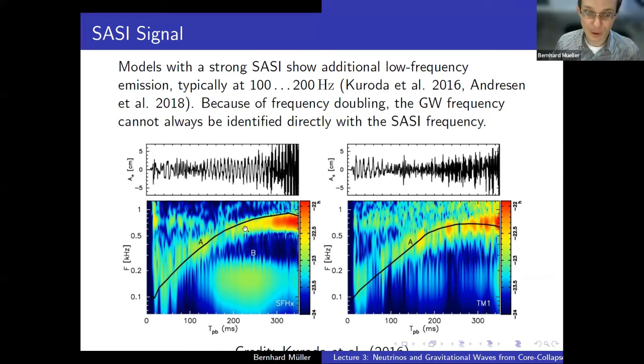It's a bit difficult, though, to relate this frequency here that you see from the SASI gravitational waves to the frequency of the shock oscillations, because you might have phenomena like frequency doubling that complicate this relation.